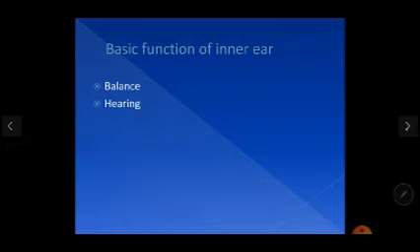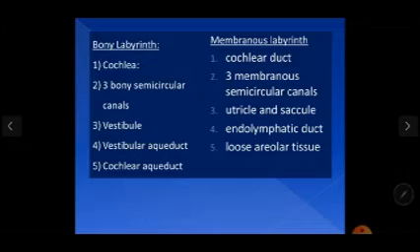Some slides are going to be repeated, mostly so that you can read even if you missed them while we are discussing. So basically, you can divide the inner ear into the bony labyrinth and the membranous labyrinth. The bony labyrinth is the outer shell, and inside this bony labyrinth you have the membranous labyrinth. Between the bony labyrinth and the membranous labyrinth you have the perilymph, and within the membranous labyrinth you have the endolymph. I think this concept is very clear.